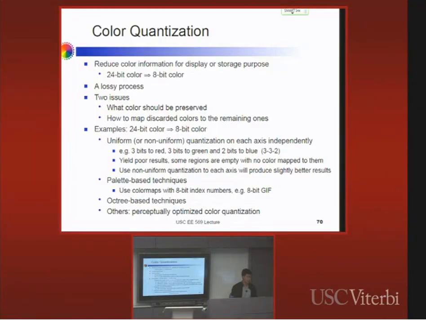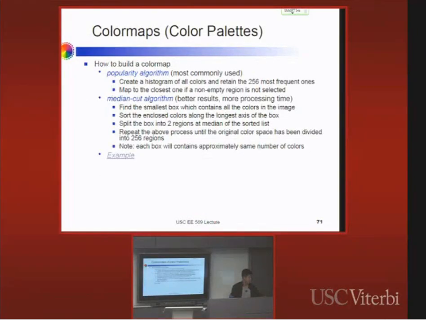So there are other, more advanced ways to do it. One is using a color map, and one is using an octree. For the color map, there are two popular methods. One is called the popularity algorithm. Basically, it takes an image and creates a histogram of all the colors, and picks the 256 most popular colors. Then it takes the other colors and maps them to one of the popular colors.